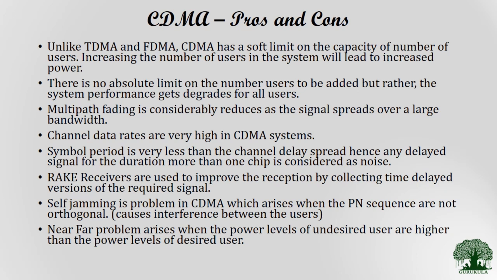And the channel data rates are very high because all the users are not restricted in time as well as frequency. So each and every user will have access to the complete frequency range, and simultaneous transmission of all the users is also possible. That actually gives rise to very high data rates in the CDMA system.